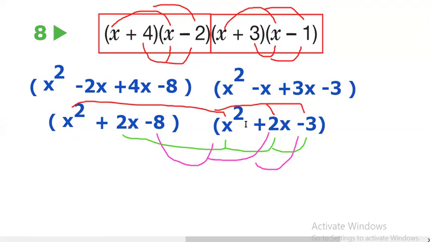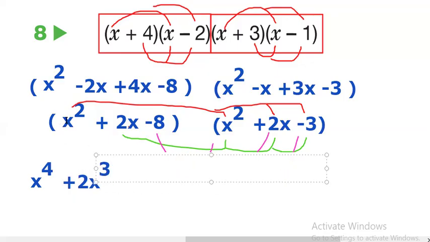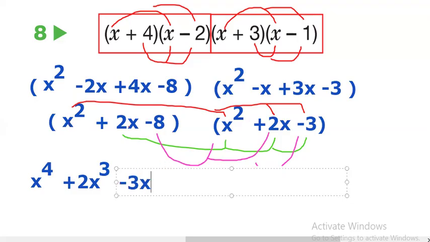X squared times X squared is going to be X power of 4, like this. And then X squared times positive 2X is going to be positive 2X power of 3. And then X squared times negative 3 is going to be negative 3X squared.